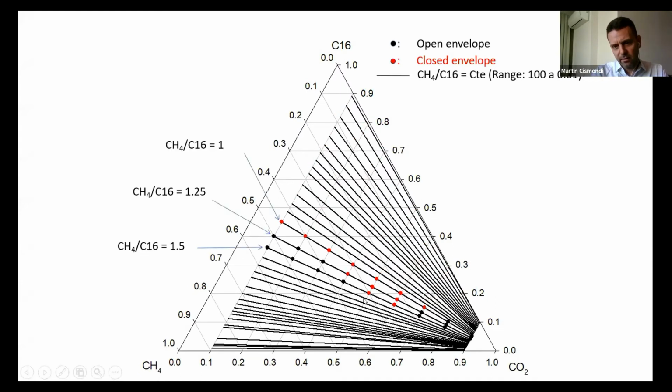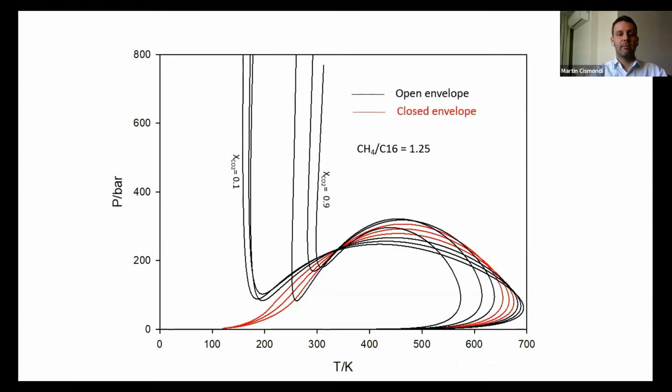But there are these specific ratios where we can go from open to closed and then to open again. That was quite particular and interesting. And that implies the following. We have, for low CO2 contents, these open phase envelopes. Then it closes, in the case of the red ones, for contents from 0.30 to 0.60. And then for 70, 80, and 90%, we are back to open phase envelopes.